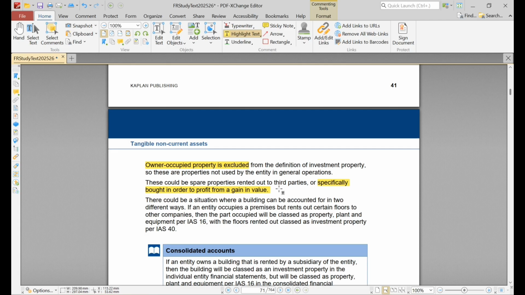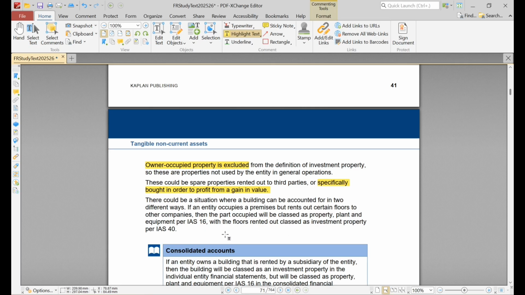That is capital appreciation. There could be a situation where a building can be accounted for in two different ways. If an entity occupies a premises but rents out certain floors to other companies, then the part occupied will be classed as PPE, with the floors rented out as investment property.